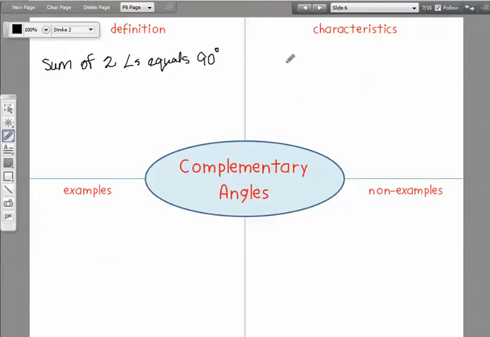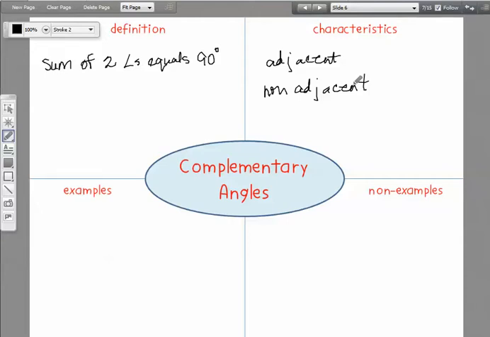Okay, now then, these angles can be adjacent angles or they can be non-adjacent angles. And remember what adjacent means. They're right next to each other. They have a common side and a common vertex, and they're in the same plane.